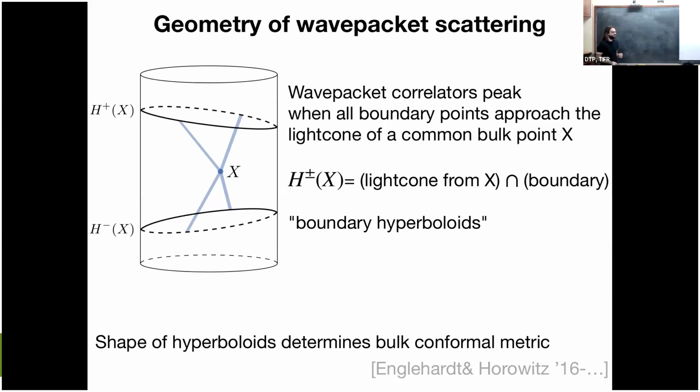Sorry, from a given bulk point, there will be 2 curves. Yeah, 2 curves. You need just one, but yeah, 2 curves. One is the past and one is the future. Okay, I just need one. So basically, just a foliation, I guess, of your boundary.